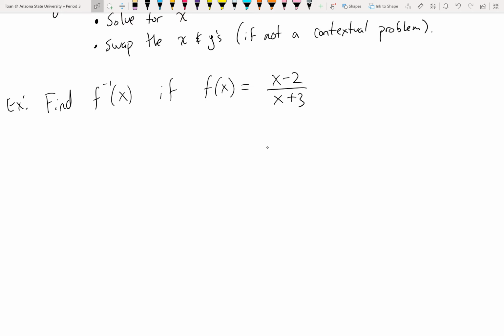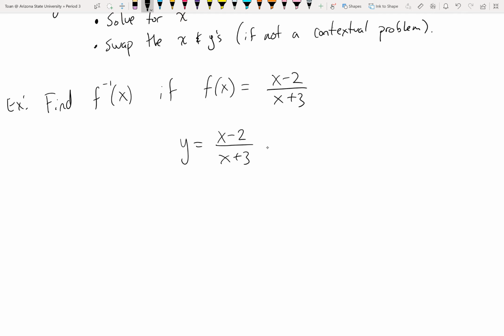Now, here's my suggestion to you. Doing algebra with function notation, that f of x, it's possible, but for me, it's personally annoying. So I would actually do a step 0. Change all the f of x's into y's. So I would do y equals x minus 2 over x plus 3. Now it's easier to solve for x.